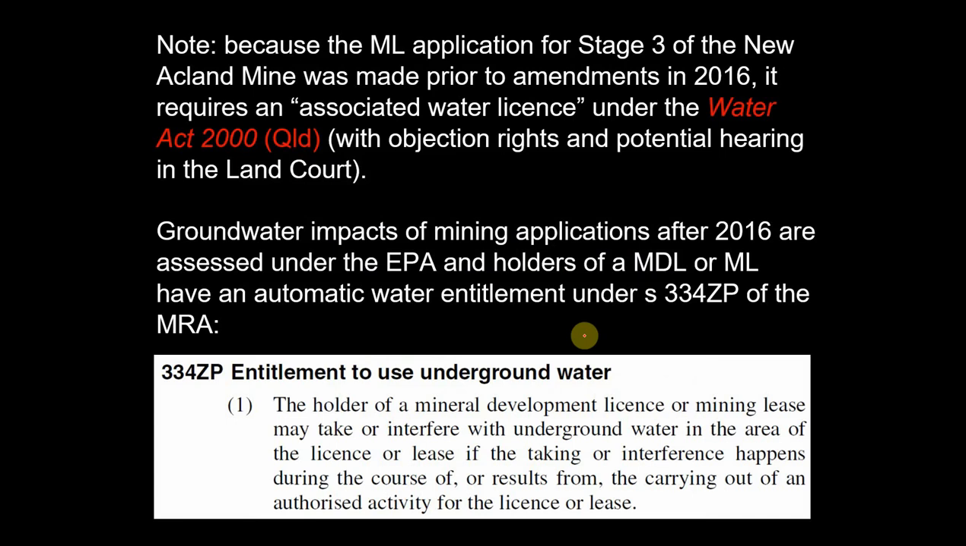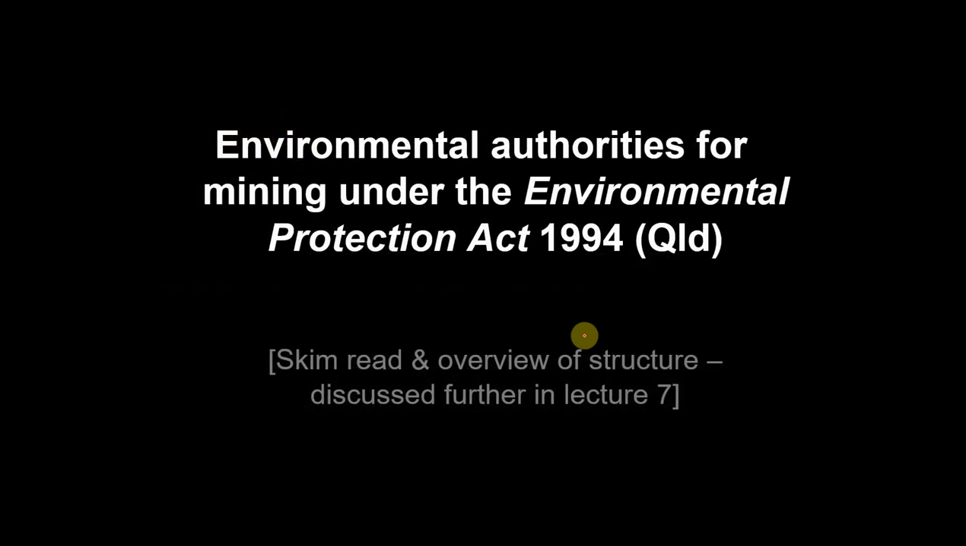But for any applications after 2016, groundwater impacts of mining applications are being assessed automatically under the Environmental Protection Act and Mineral Resources Act. And a holder of a mining lease that's granted will have an automatic water entitlement under a section called 334ZP of the Mineral Resources Act, which gives an entitlement to use groundwater. But for the New Acland coal mine, stage three, it still requires an associated water license. I'm not going to spend time looking at that, because for most mines and for your careers going forward, they'll generally be dealt with under the Environmental Protection Act, and you won't require an additional or associated water license. Mines prior to 2016 had water licenses generally for interfering with groundwater.